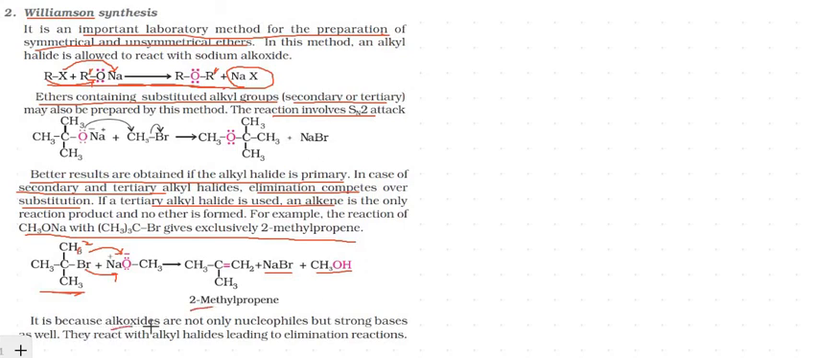It is because the alkoxides are not only nucleophiles but strong bases as well, and they react with alkyl halides leading to the elimination reaction. Rather than substitution, what takes place? The elimination. Okay, so I hope the preparation is clear to you. Now I am giving you a flow chart that will help you to understand these two reactions.